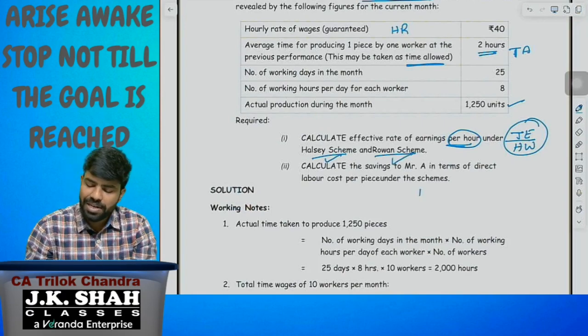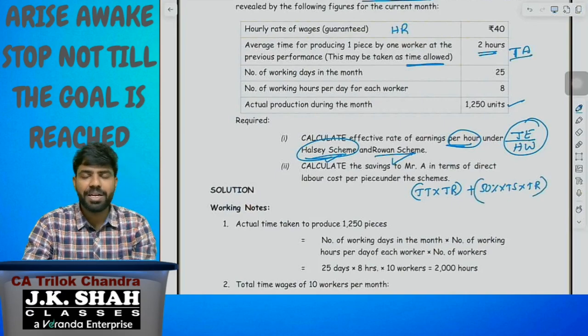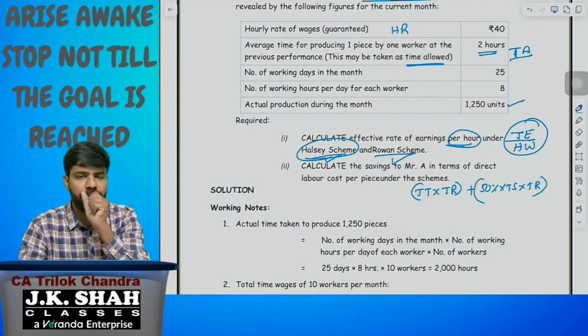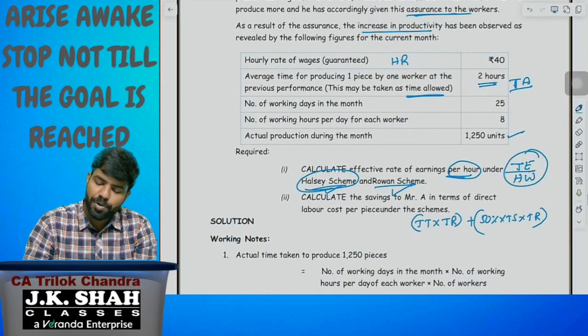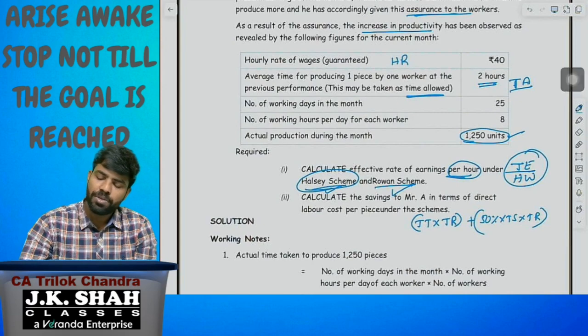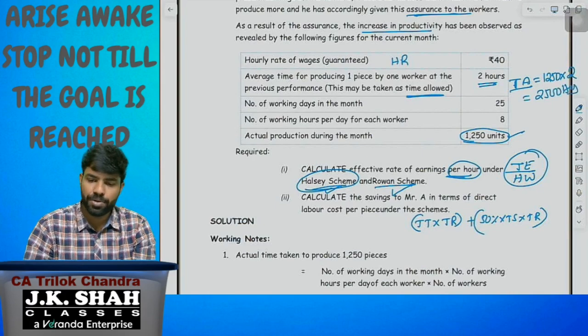How to calculate total earnings? Time taken into time rate, that is basic wages, plus, let me discuss Halsey scheme, 50% of time saved into time rate. As I told you, we need to calculate time allowed, time taken, time saved. Time allowed: how many products they produce? 1250 units. So time allowed equals 1250 into 2 hours per unit, which equals 2500 hours. That is the time allowed.